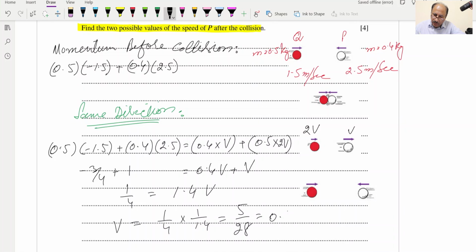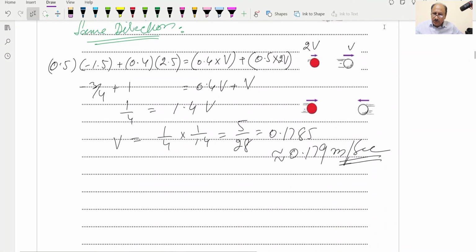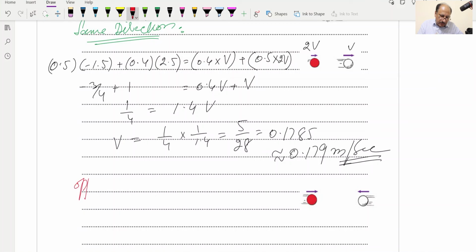The decimal value will be 0.1785, and up to three significant figures we can provide 0.179. The units will be meters per second, and this is in case they are moving in the same direction. Now the other situation which we can discuss is if they are moving in the opposite direction, and we can take it as opposite direction.